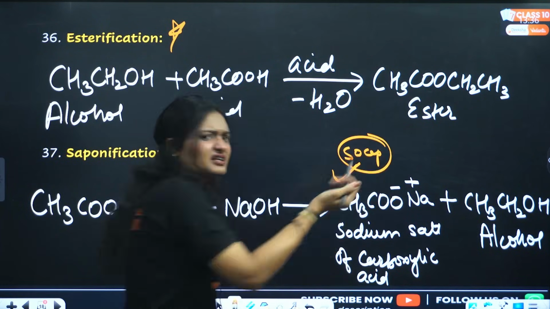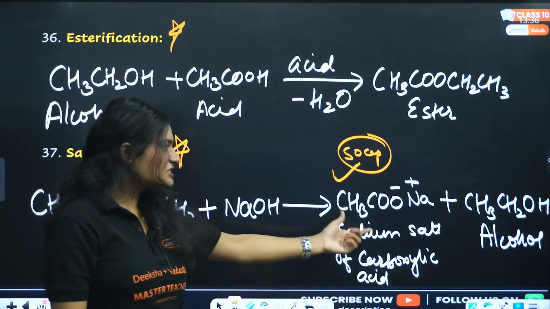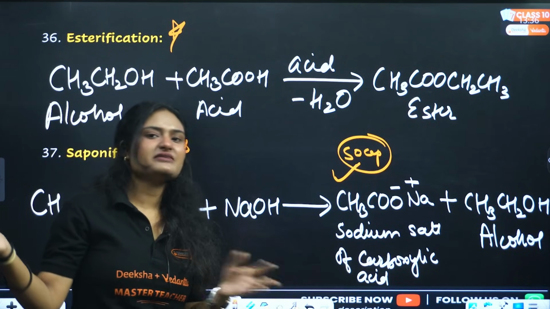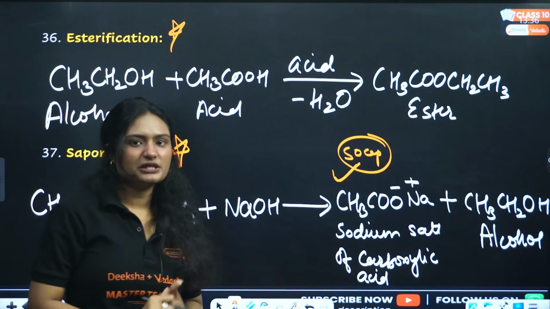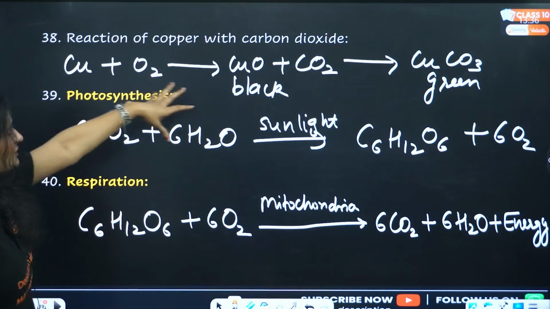What are soaps, right? They are sodium or potassium salt of long chain carboxylic acid. So if instead of this one you have a long chain carboxylic acid, C16, C12, C17 something, it will be soap then. Okay, next is reaction of copper with carbon dioxide.